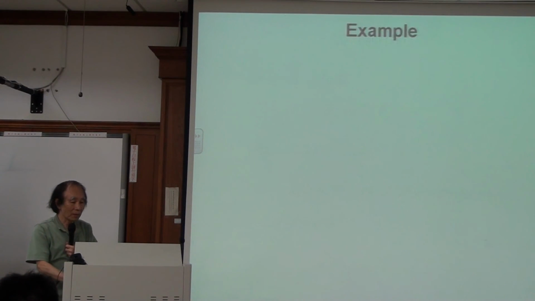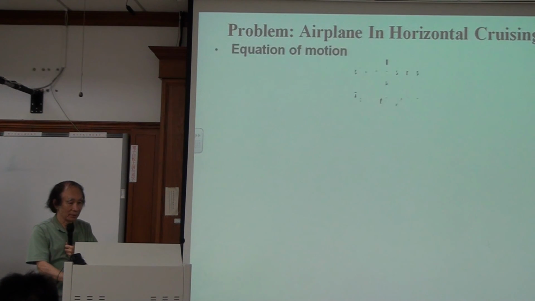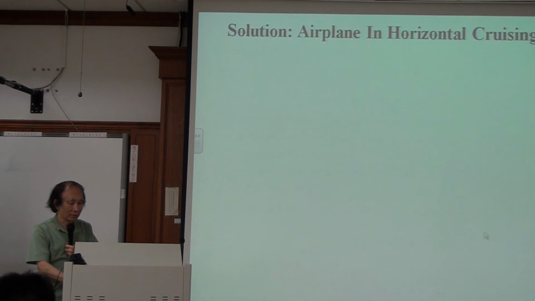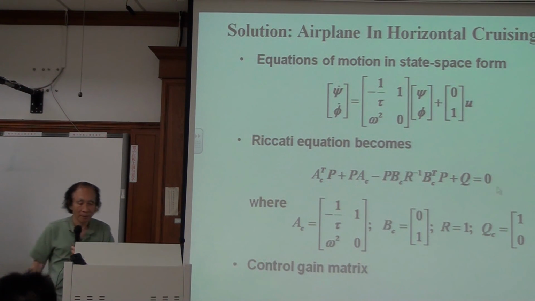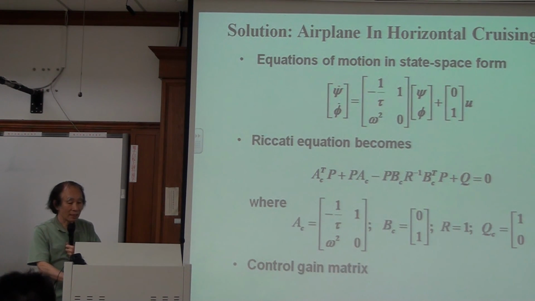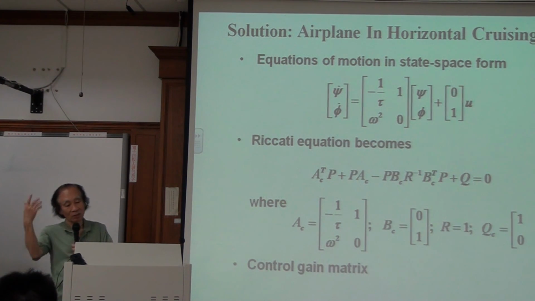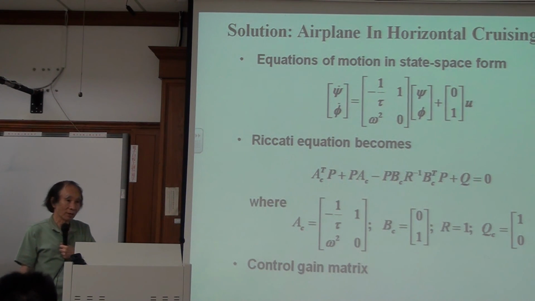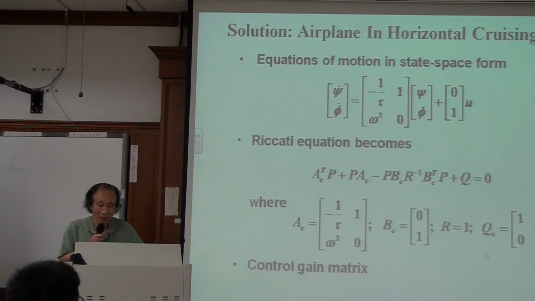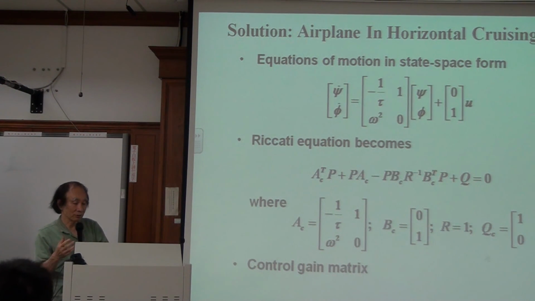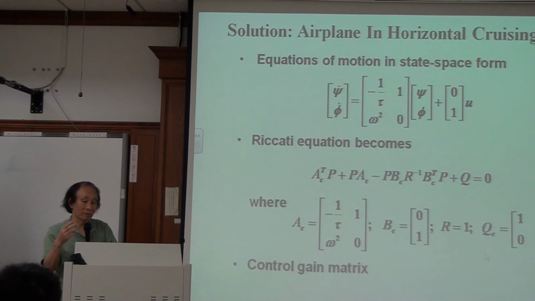Now, the optimal control problem is this. Then I will ask you just a simple question. Why do I use R equal to 1? Why do I use Q equal to 1001? Why? Can anybody give me some answers about this? And as we know, the solution of the Riccati equation depends on Q.